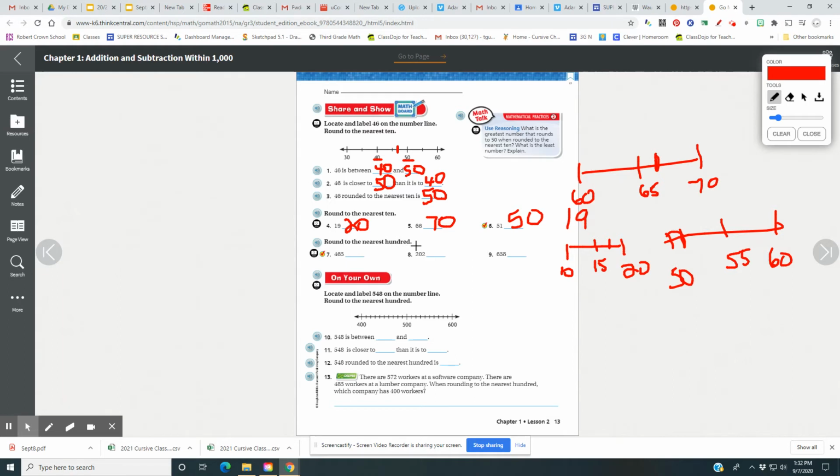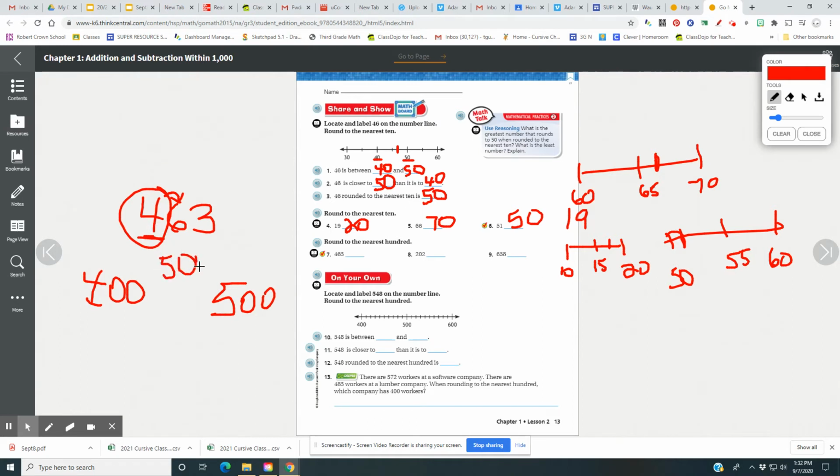Round to the nearest 100. Okay, so I have 463. So I look here at the 4, put 400, and then I know that if I count up one, it's 500. And I remember if I look next door, 5, 6, 7, 8, 9, we change every time. So that 4 turns into a 5. So it's 500.